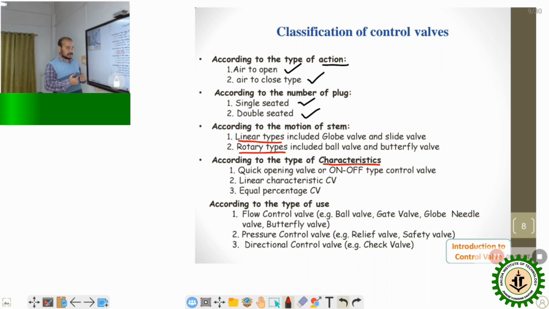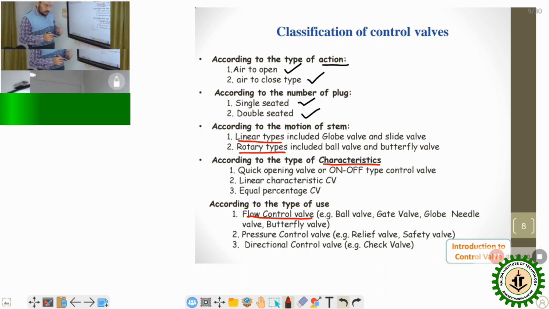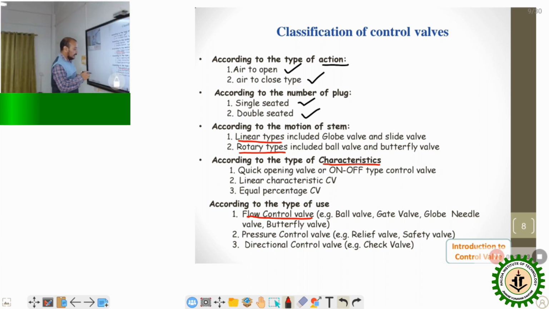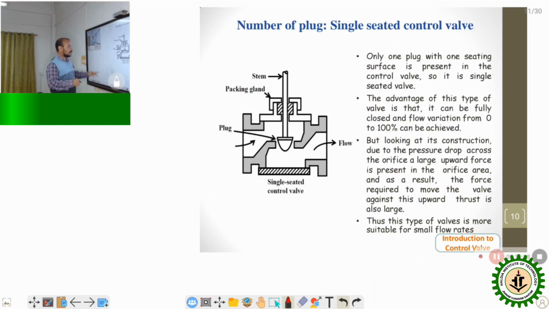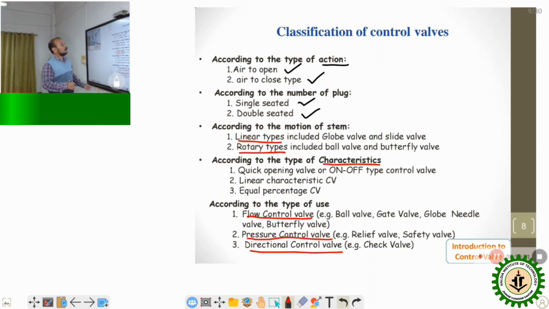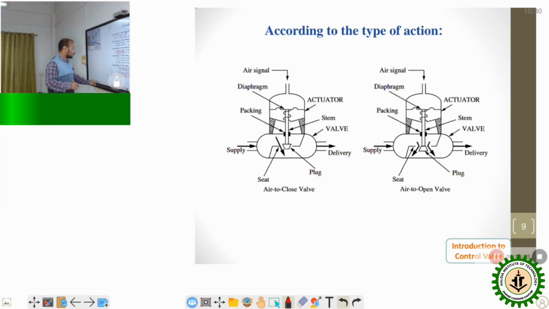According to the type of uses, in which segment of your plant, what type of control valves do we need to use? For the flow control valves, which valves can we use? We can go for the port valves, gate valves, globe valves, needle valves and the butterfly valves. For the pressure control valves, that will be the relief valves and safety valves, and the direction control valves will be the check valves. We will discuss these things later on, but these are the classification of the control valves.